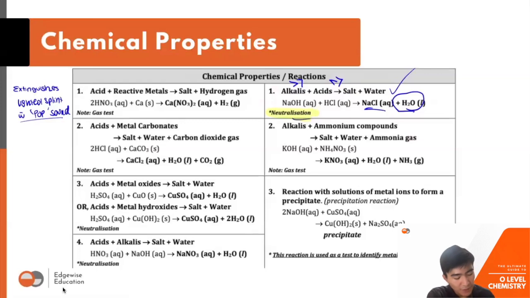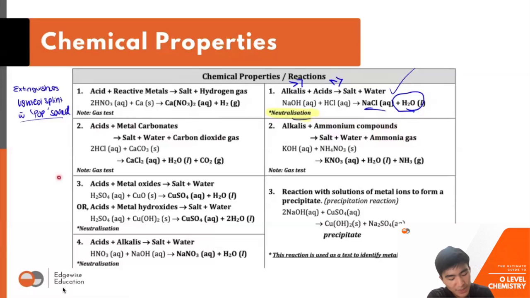Okay, now moving on. Acid plus metal carbonate gives you salt, water, and carbon dioxide. Carbonate gives you carbon dioxide gas. Alkali plus ammonium compound gives you salt, water, and ammonia gas. So ammonium compound gives you ammonia gas. I put them side by side so that you can see the similarity. Carbonate gives you carbon dioxide. Ammonium compound gives you ammonia gas.